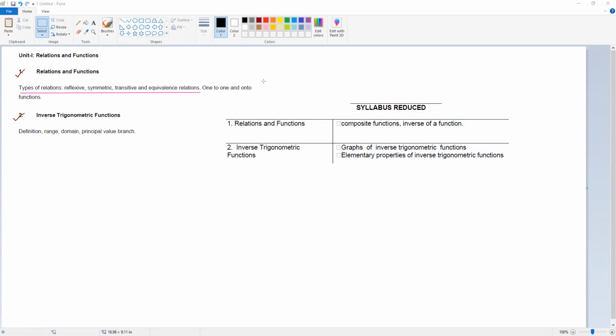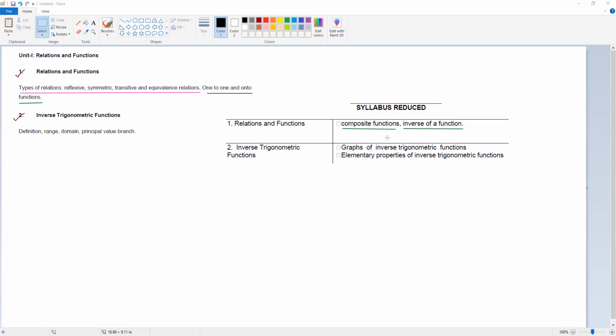Different types of relations. Then in the case of functions, different types of functions, of which one-to-one function and onto function. Two types of function, one-to-one and onto functions. Then after that, there were some extra topics actually. There are composite functions and inverse of a function. These two are not in the syllabus.